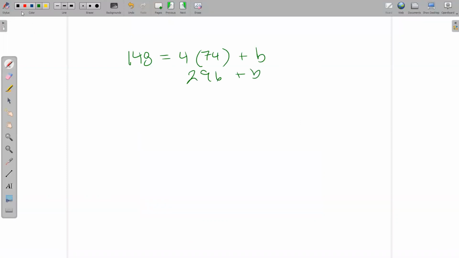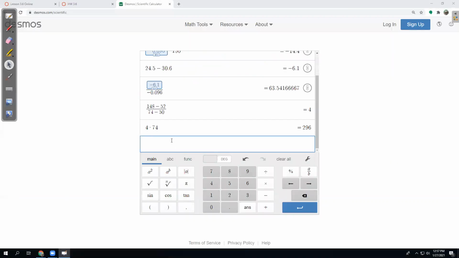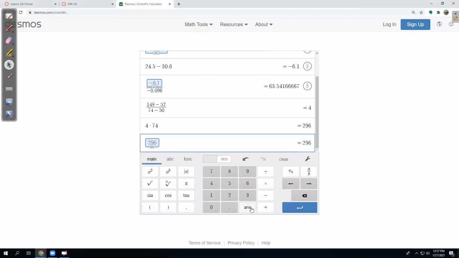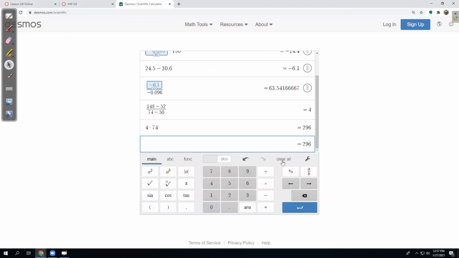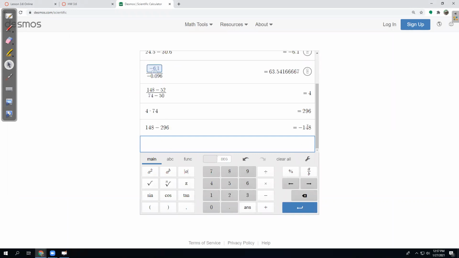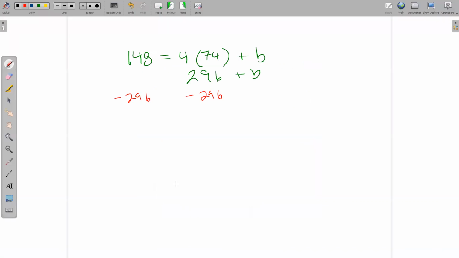And then if we subtract that to the other side, so minus 296 on each side, we should see that 148 minus 296 is negative 148. So take my 148 and subtract the number above, 296. There's the negative 148. So it shouldn't matter which point. If you do want to double check you got the right y-intercept, do it with each point and see that you get the same thing. And then you know you're on the right track.